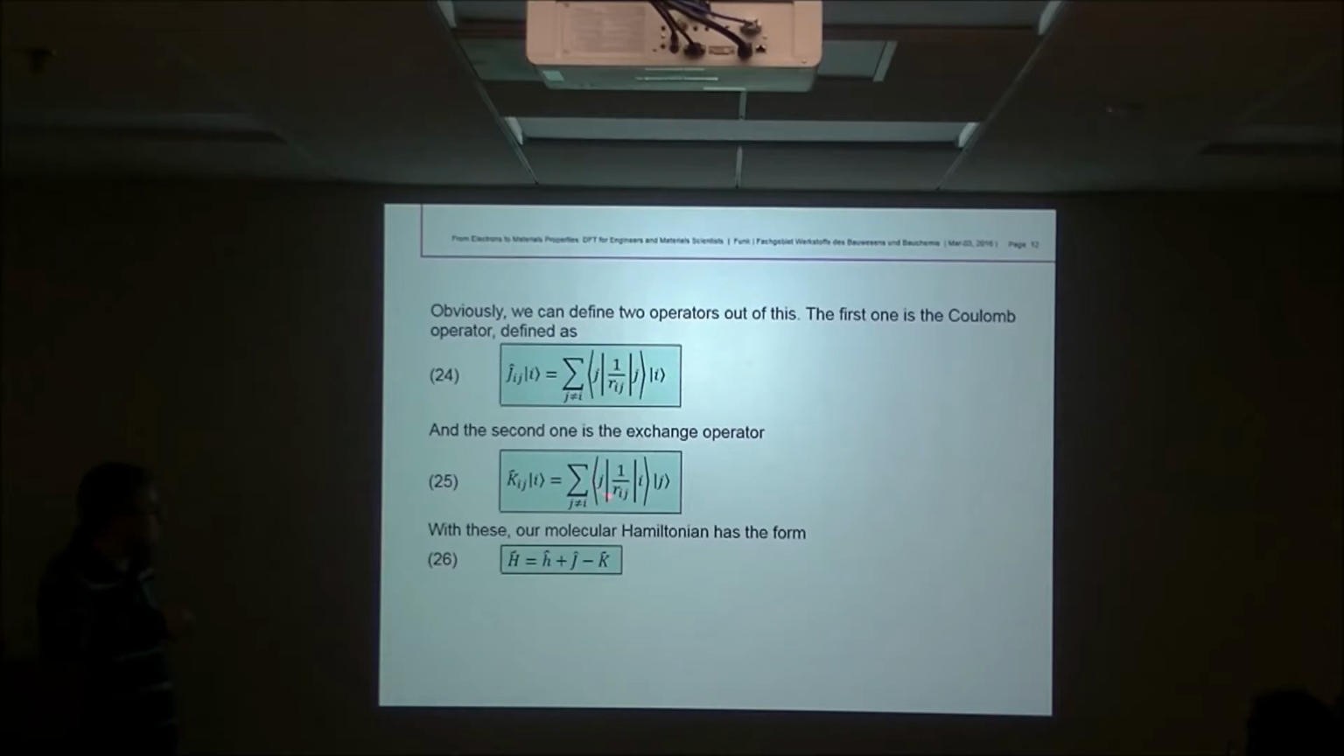And then we have this exchange, where we also get some kind of mean field. And this yields our Hamiltonian for the system: one electron plus Coulomb minus exchange. The minus comes from the permutations.